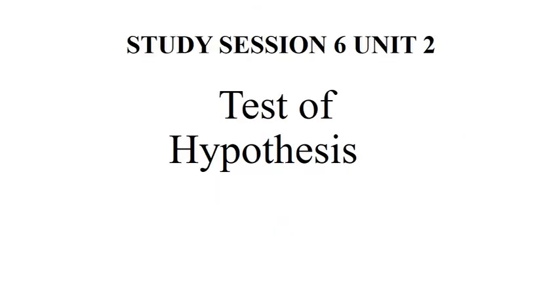So today we'll be studying section 6 unit 2, which is test of hypothesis. Last time we talked about estimation. We talked about the types of estimator. We have point and interval estimator. We talked about when to use standard normal distribution and when to use the student t-test.